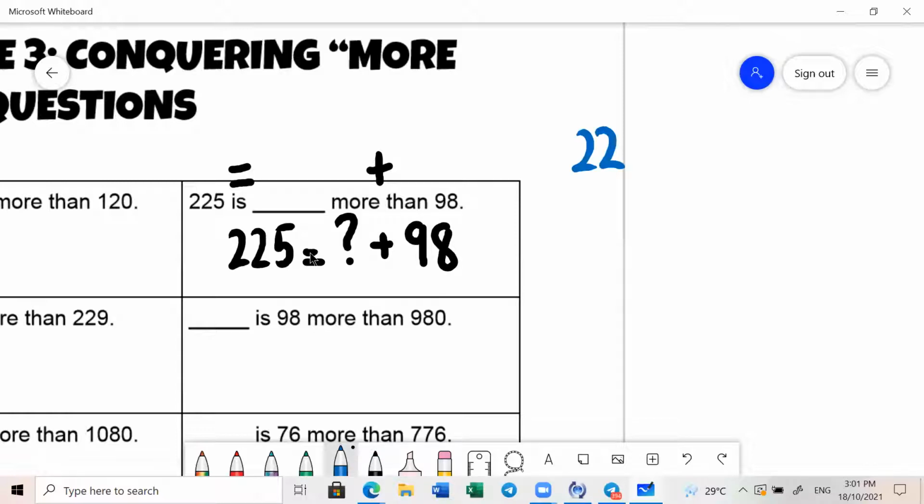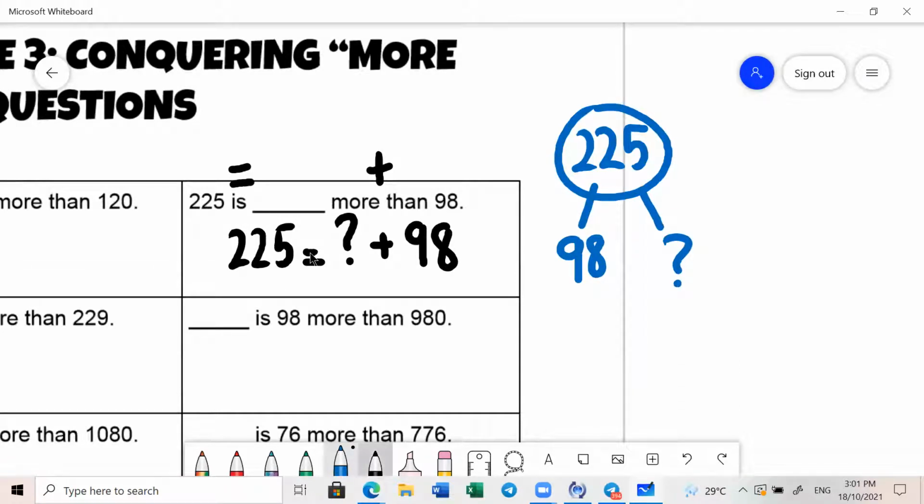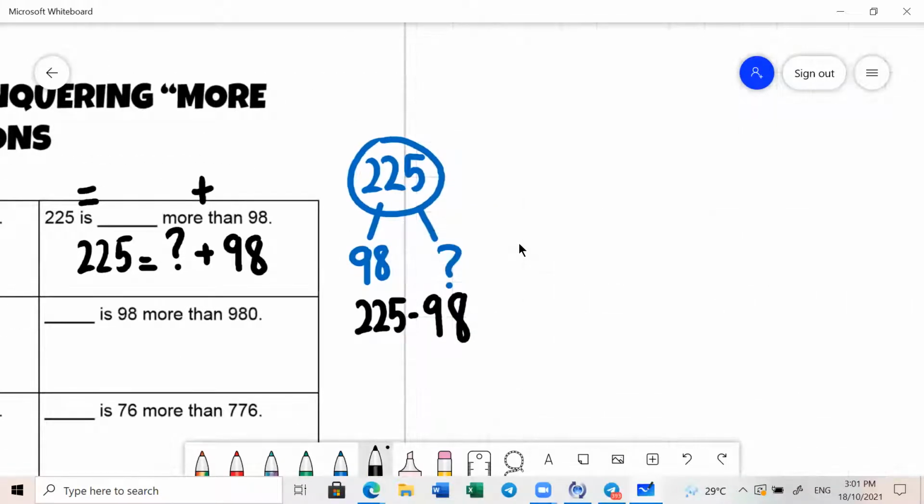Oh, okay, teacher Joseph said I need to draw a number bond. Okay, fine. So 225 is the top. Branch out, I get 98. So what is the answer over here? All I need to do is 225 minus 98. So you can do the normal calculation, no problem.